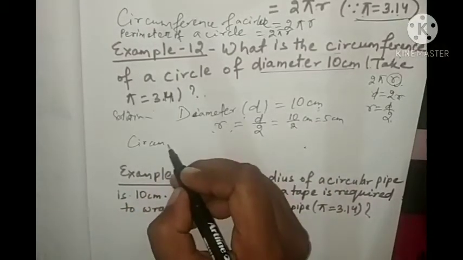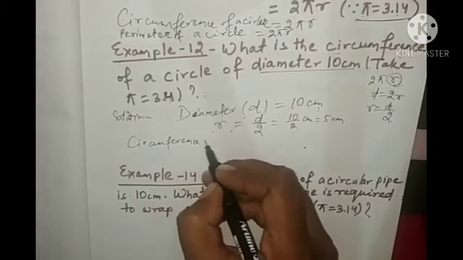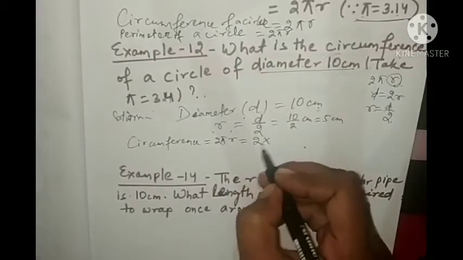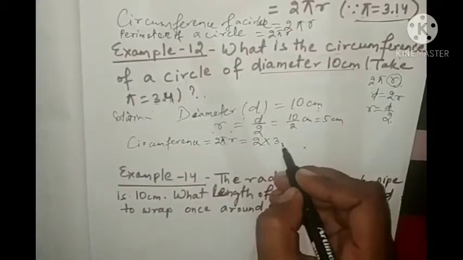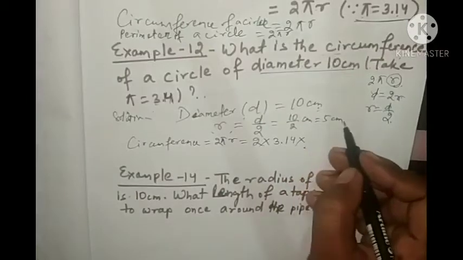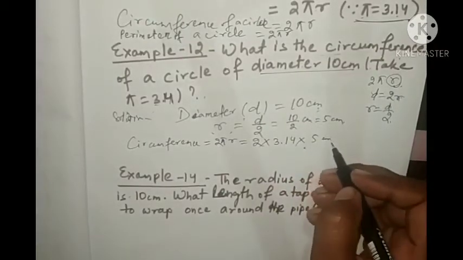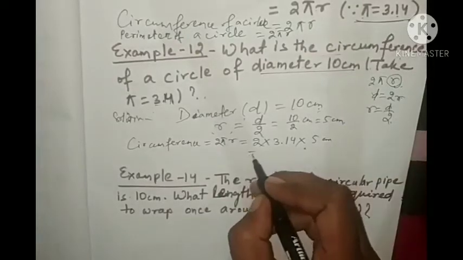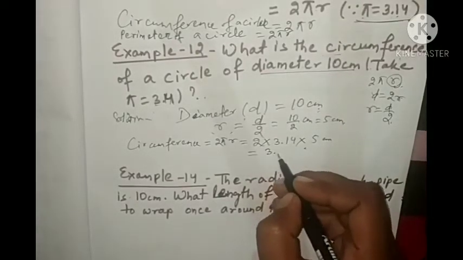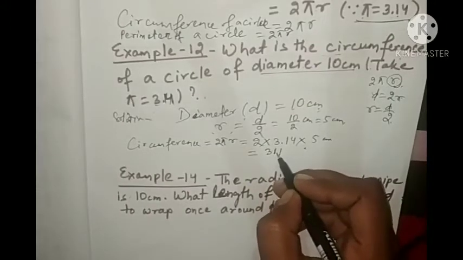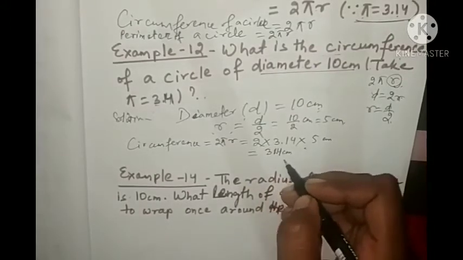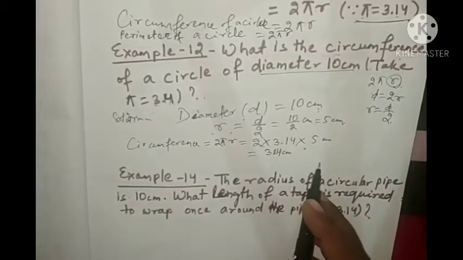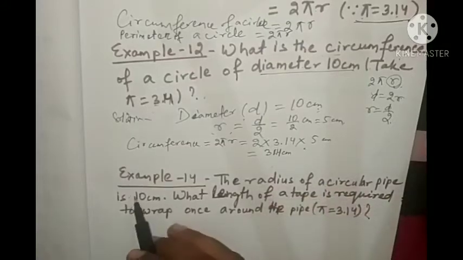So circumference equal to 2 pi r. What you will write? 2 into pi value is how much? 3.14 into r is how much? 5 centimeter. So how much you got? You got 31.4 centimeter. The circumference of the circle is how much? 31.4 centimeter. Okay. Next example you see.